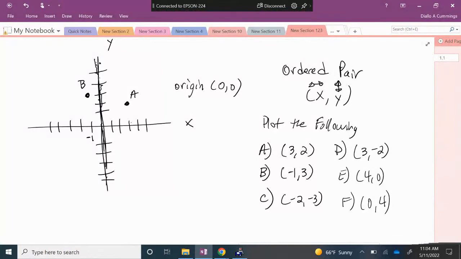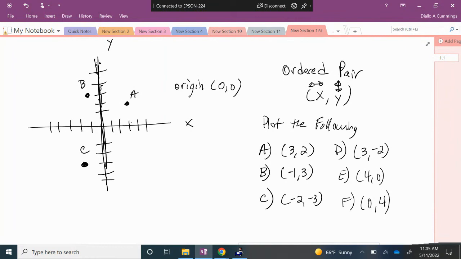Next, I'm going to plot point C, which is (-2, -3). So again, I'm at the origin. Since my horizontal component is -2, I'm going to move 2 places to the left. My vertical component is -3, so I'm going to go down 3 units. And that is the plot for point C. And that's in the third quadrant.